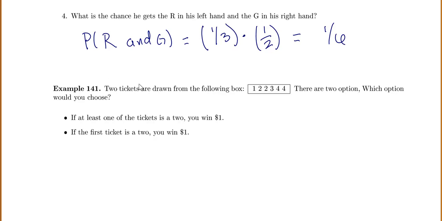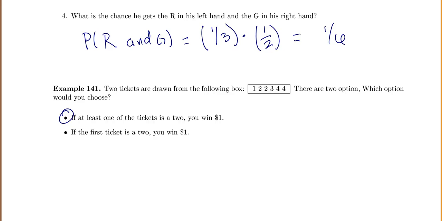Example 141. 2 tickets are drawn from the following box: 1, 2, 2, 3, 4, 4. There are 2 options. Which option would you choose? Number 1, if at least one of the tickets is a 2, you win $1. Or the second option is, if the first ticket is a 2, you win $1. So which one is going to be better for you? Which one are you more likely to win on?